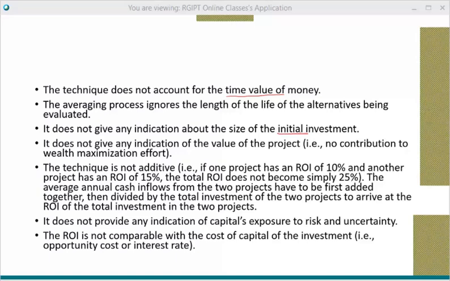And it does not provide any indication of capital's exposure to risk and uncertainty. Those things you remember when we were doing this cumulative cash flow plotted against time, then we had maximum exposure. And the return on investment is not comparable with the cost of capital of the investment, because it didn't include this opportunity cost and interest rate. So this is what we have for this average return on investment.